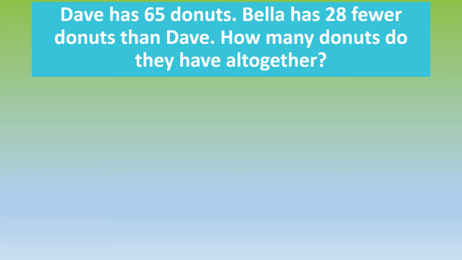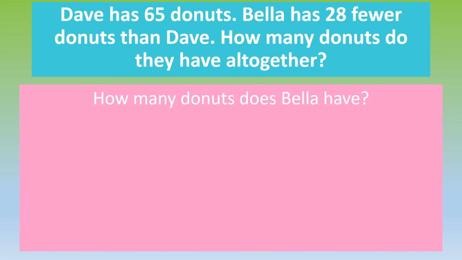So Dave has 65 donuts. Bella has 28 fewer donuts than Dave. How many? That's the question, right? So how many donuts does Bella have? I need to know. How much does it tell?